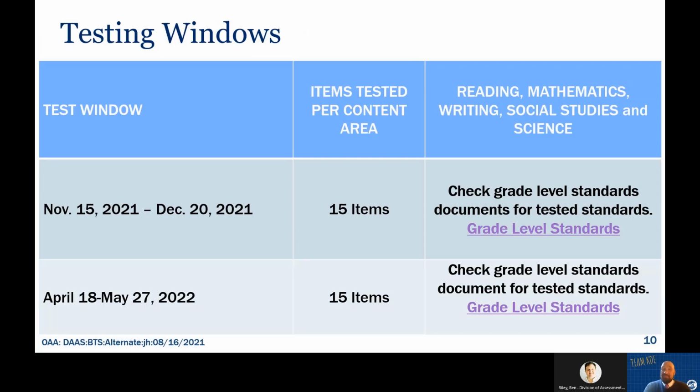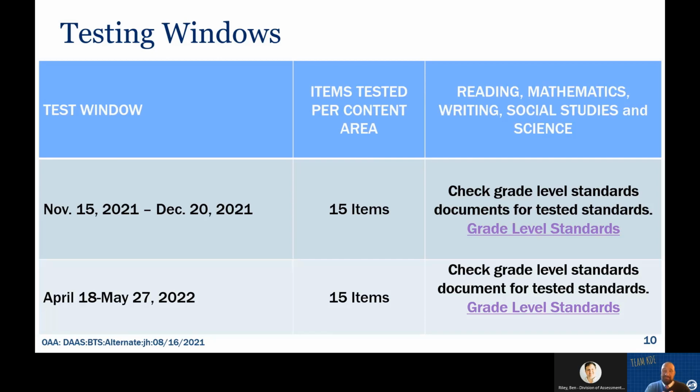So now let's talk about testing windows. The operational test will still consist of 2 testing windows. Testing window 1 will open November 15th and run until December 20th. During this window, there will be 15 items per content area that will focus on one specific group of standards. You can find which standards are tested by checking the grade level standards document on the KDE website linked on the PowerPoint. Each of these grade level standards are broken down by content and by grade level of what will appear in window 1 and window 2.